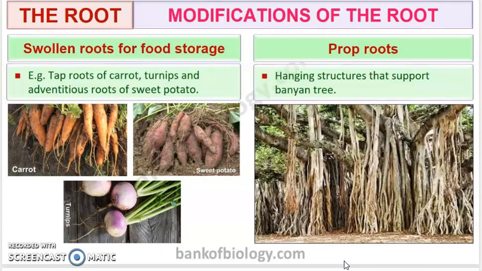So we saw 3 points, right? Storage of food, then respiration, then support. Now we are going to see about the third point, which is the support. So support here means it provides additional support to the main root, and it provides mechanical support. So it provides additional mechanical support which helps the plant to be there in proper shape.